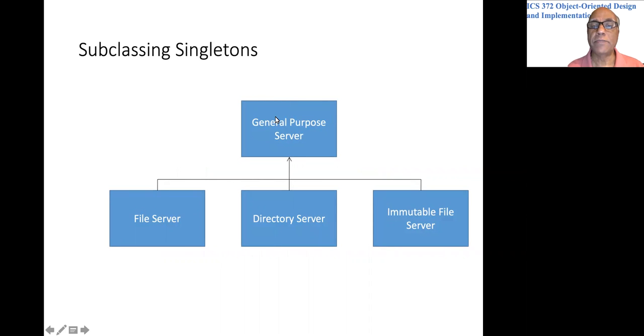We could have a system where there is a general purpose server that is a singleton, and you could have multiple subclasses of it that themselves are singletons. So for example, a file server that serves files, a directory server that looks up directories, and a special type of file server that only deals with files that cannot be modified. So it's a read-only kind of thing. So we could have those kinds of situations.